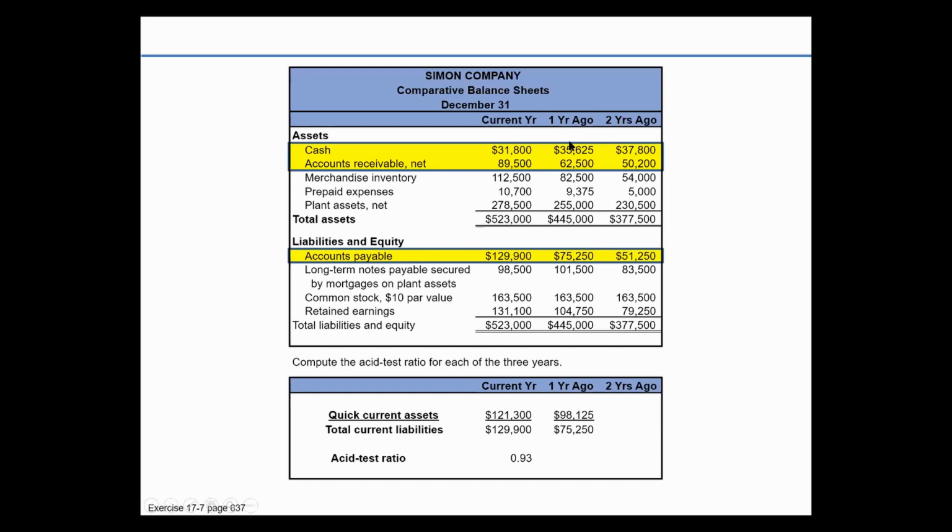Then we could do the same thing for a year ago. We add up for a year ago cash and the accounts receivable, comes out to 98,125 divided by the accounts payable, 75,250. Then we see here, and again, our quick assets are those that would be used pretty much to pay the accounts payable. And we see that it's decreasing. We also see now in the current year it's less than 1. So we know that we need to maybe make some adjustments here because we might eventually run into some problems.